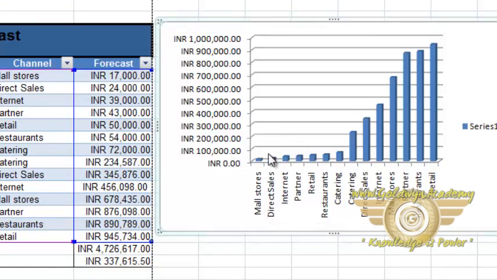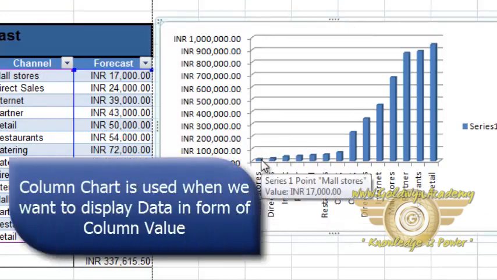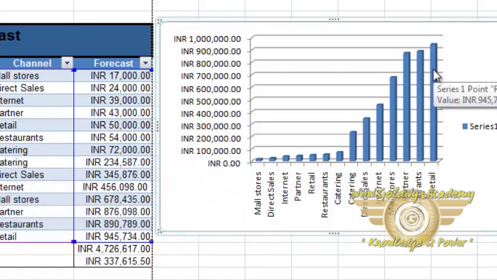You can see series 1 point mall store value is 17,000, and you can also see the value of series 1 point retail value of 9,45,734 rupees. So this is the use of chart in Excel.